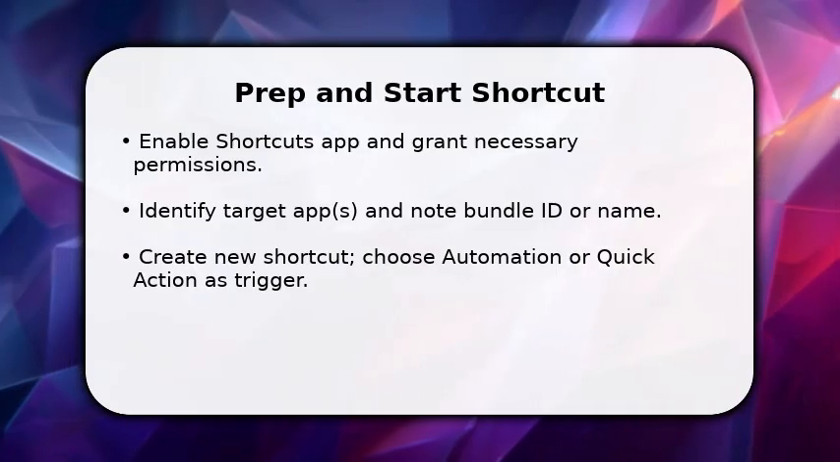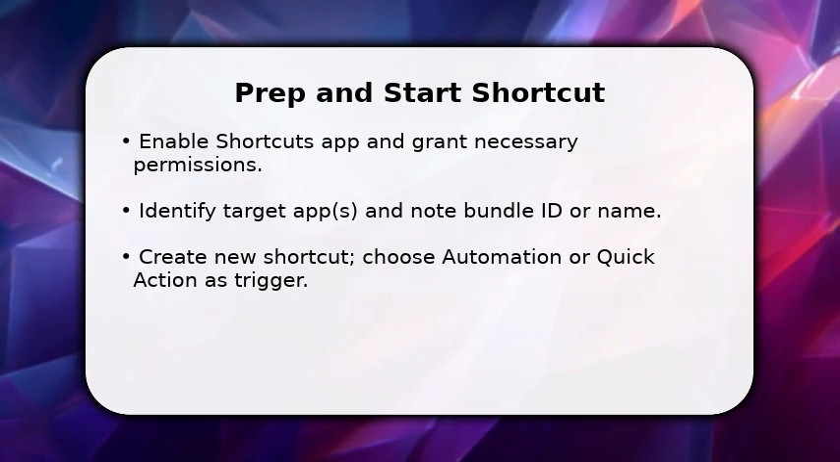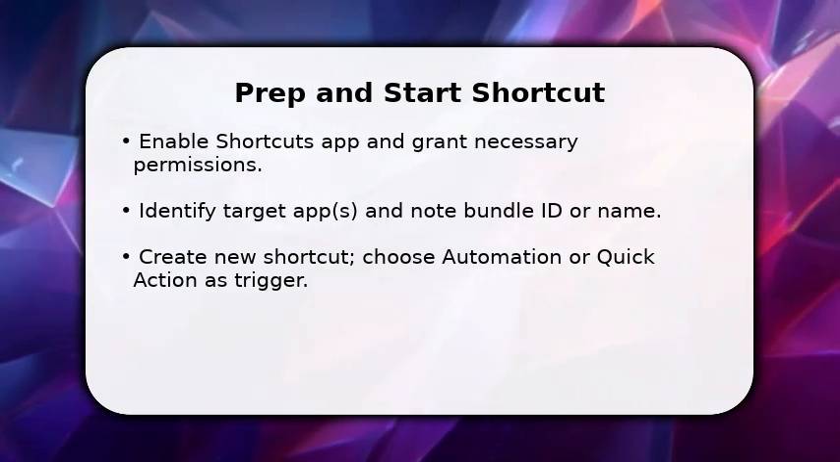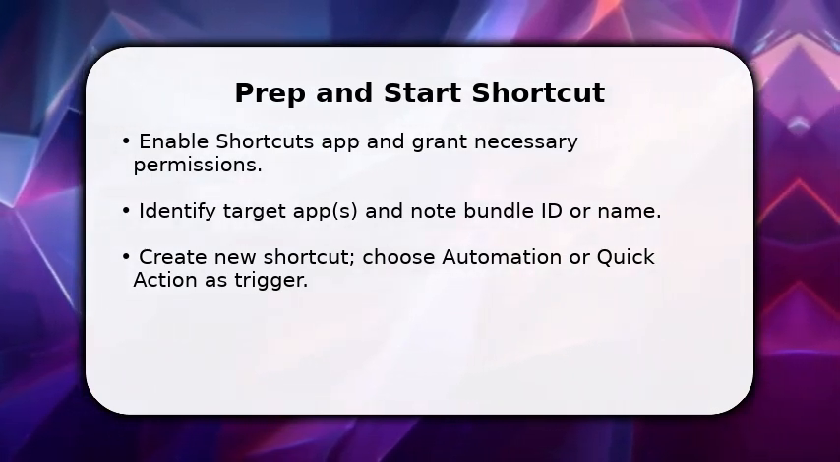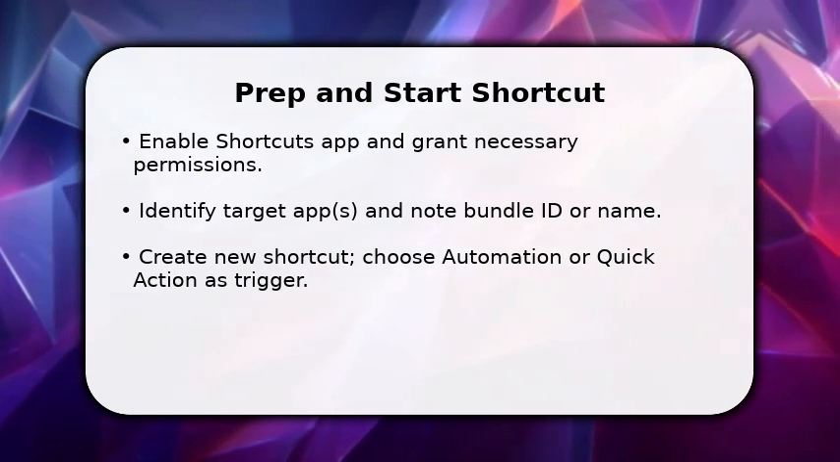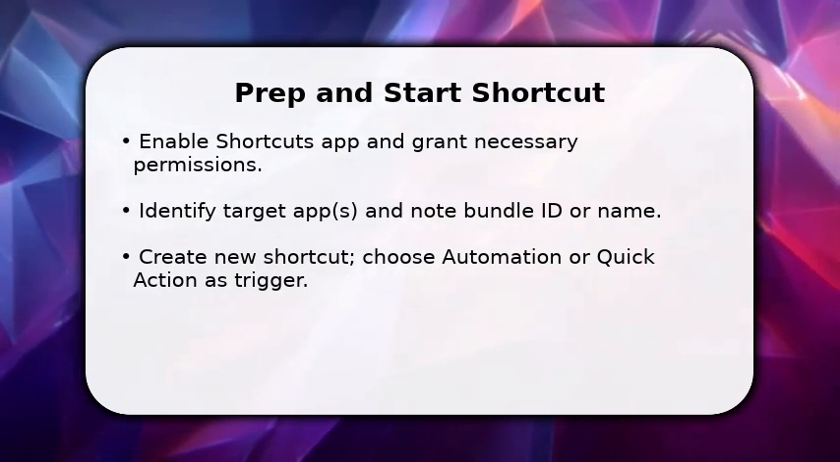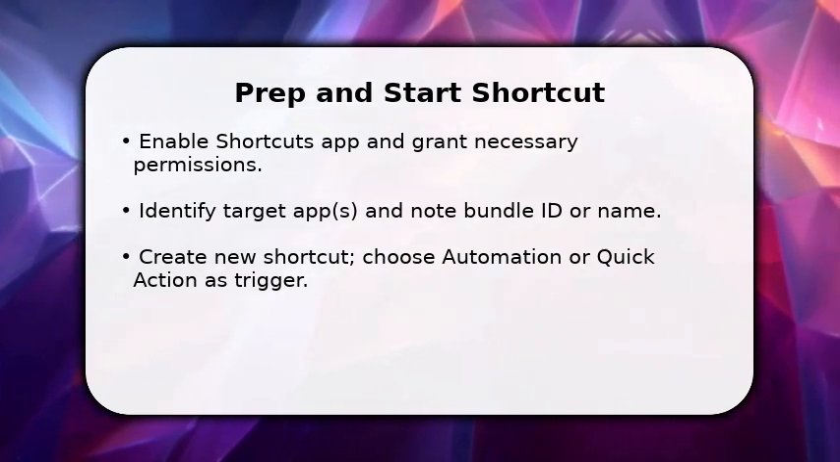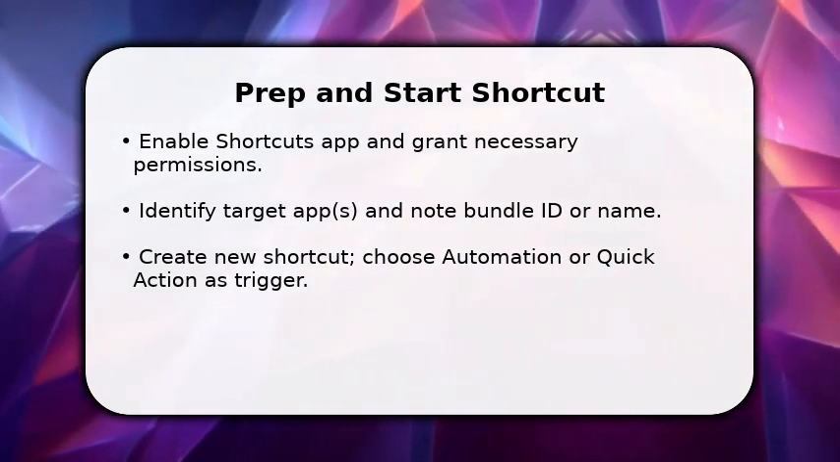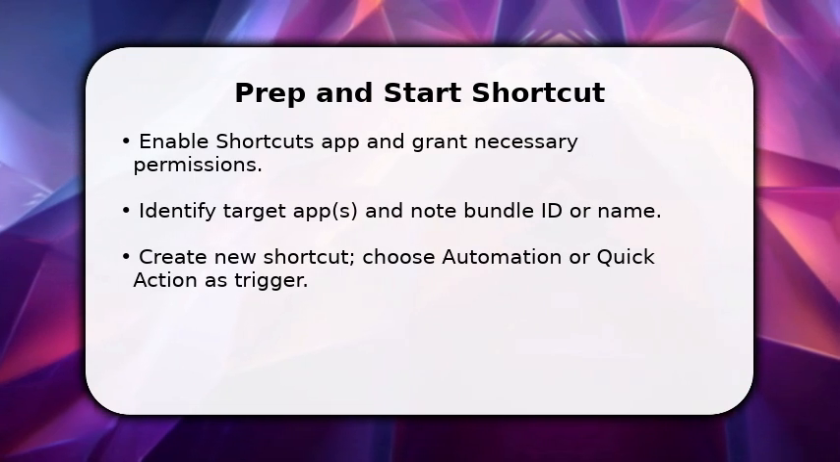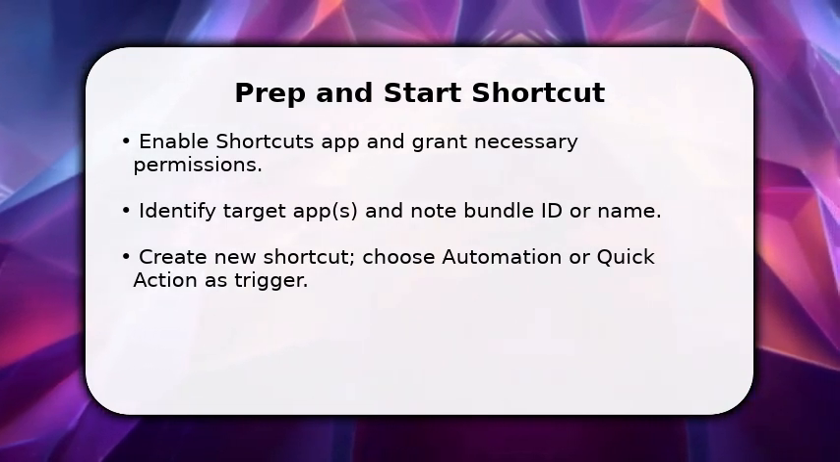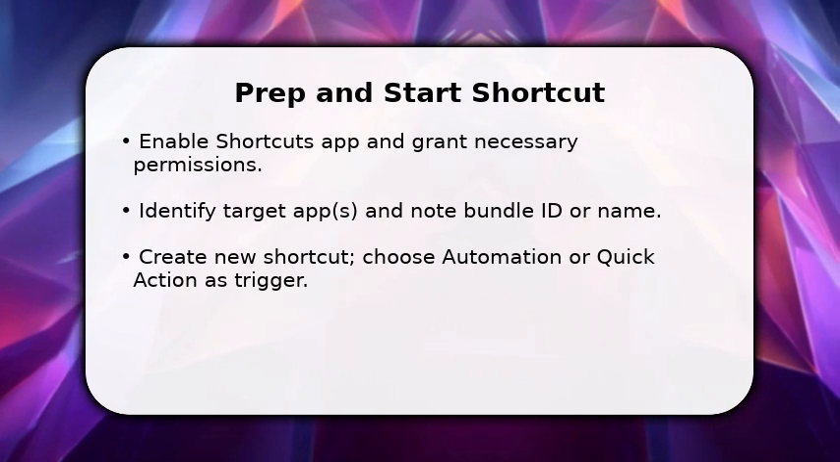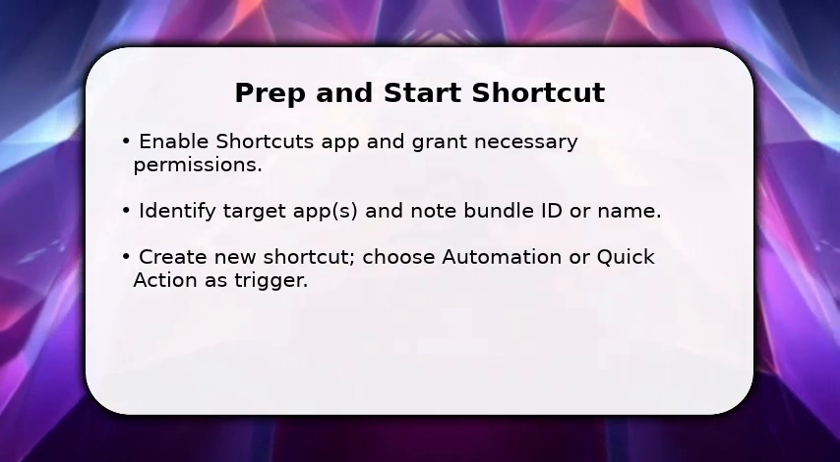You'll begin by opening Shortcuts and confirming permissions so actions run without prompts. Once done, select the app you want to lock and note its exact name. This prevents mismatches. Now create a new shortcut and pick an appropriate trigger: automation for time or event, quick action for a home screen tap. Make sure to set the shortcut's name clearly. It's how you'll find it later. This first step gets your environment ready and the basic workflow started.